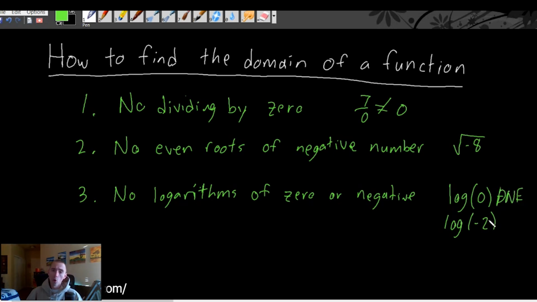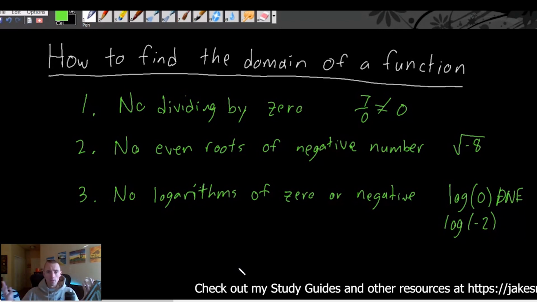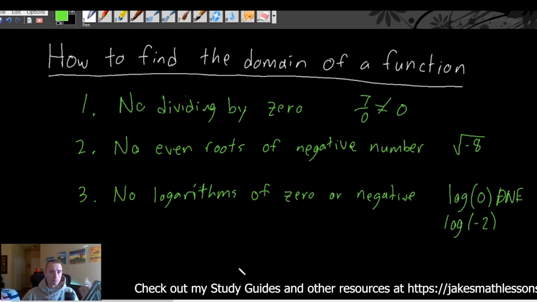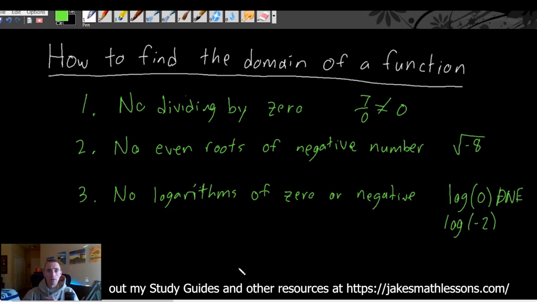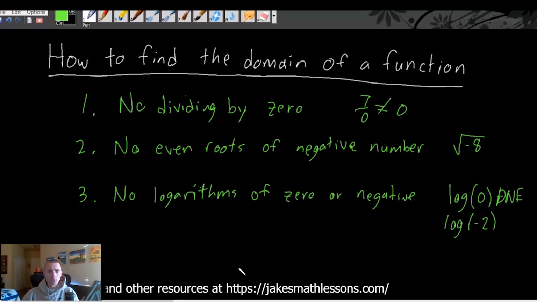There's no point that you could plot on the graph of your function if you are putting some input into a function that gets you log of 0 or log of a negative. So these are the three things you want to look out for. As long as you're avoiding these three things, you should be safe to assume that the number you're trying to put in works. If you don't have any fractions, any even roots, or any logarithms in your function, the domain is probably going to be all real numbers.